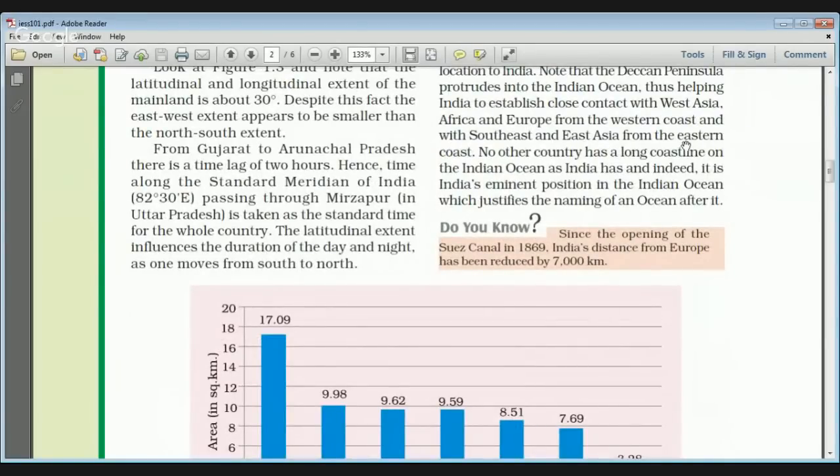And since the opening of the Suez Canal in 1869, India's distance from Europe has been reduced by 7,000 kilometers, because now our ships can go directly from the Gulf of Suez to the European regions. Otherwise, we would have to encircle Africa, and then only enter the European countries.